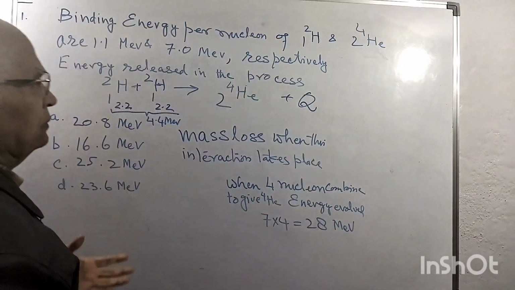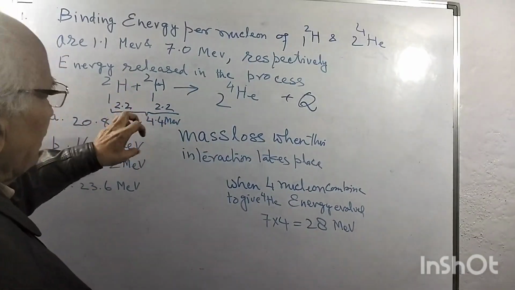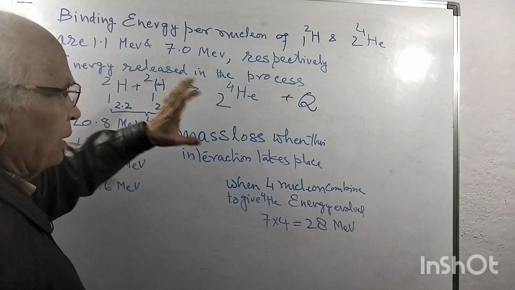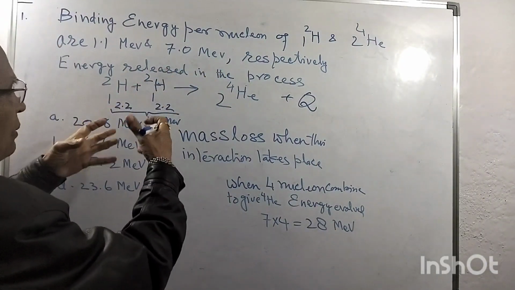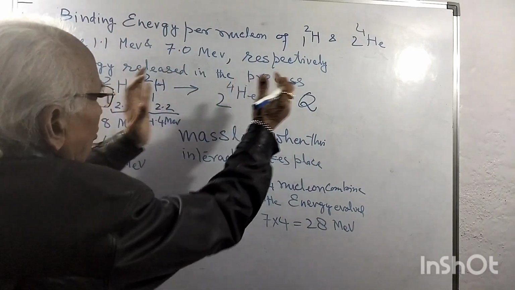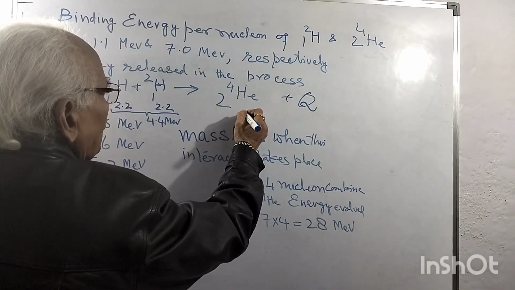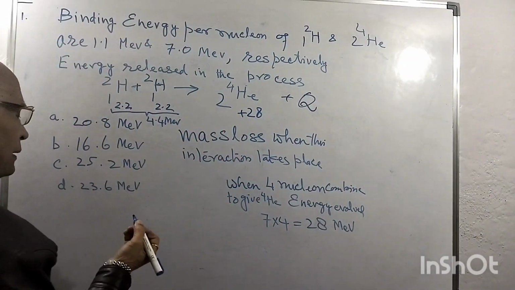Energy evolved from this side. This is the left side, this is the right. It means one energy is positive, one energy is needed. It means when you are combining, there is mass loss on this, but this whole must be equal to this. Here it is 28. So 28 is the total energy evolved.